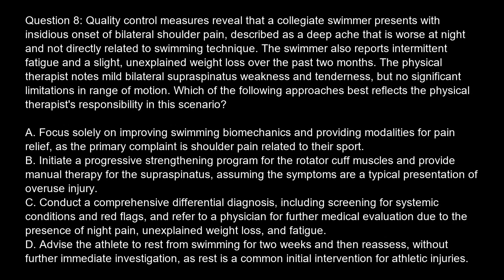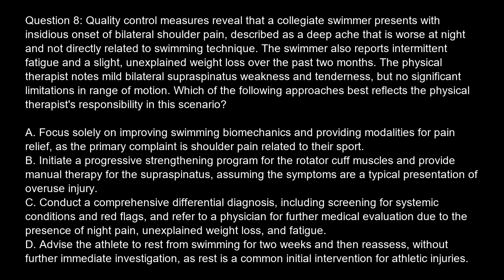Question 8. Quality control measures reveal that a collegiate swimmer presents with insidious onset of bilateral shoulder pain, described as a deep ache that is worse at night and not directly related to swimming technique. The swimmer also reports intermittent fatigue and a slight, unexplained weight loss over the past 2 months. The physical therapist notes mild bilateral supraspinatus weakness and tenderness, but no significant limitations in range of motion.